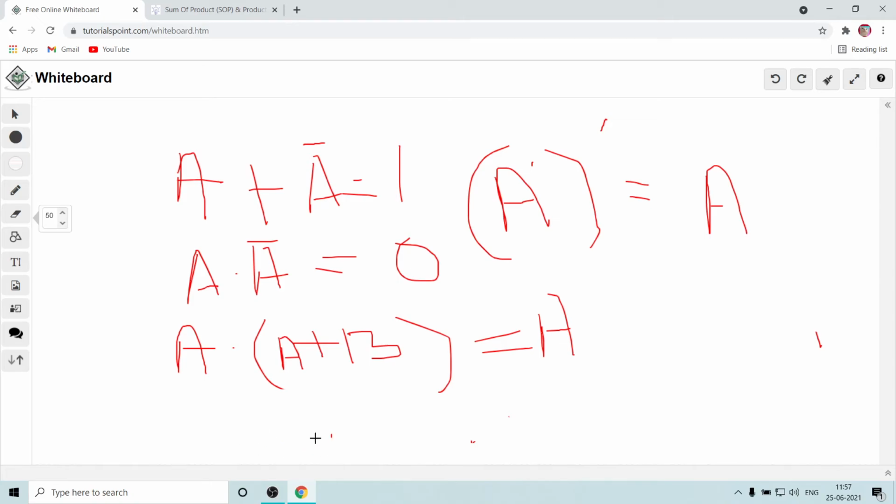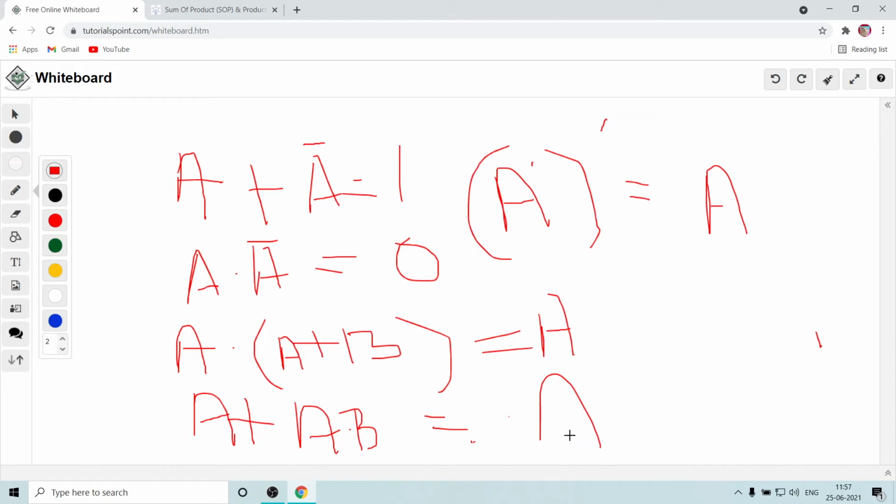A plus, can you see this? We have done nothing but convert the sign: dot became plus, and plus became dot. And this A dot, these are also used in different real simplification as well.